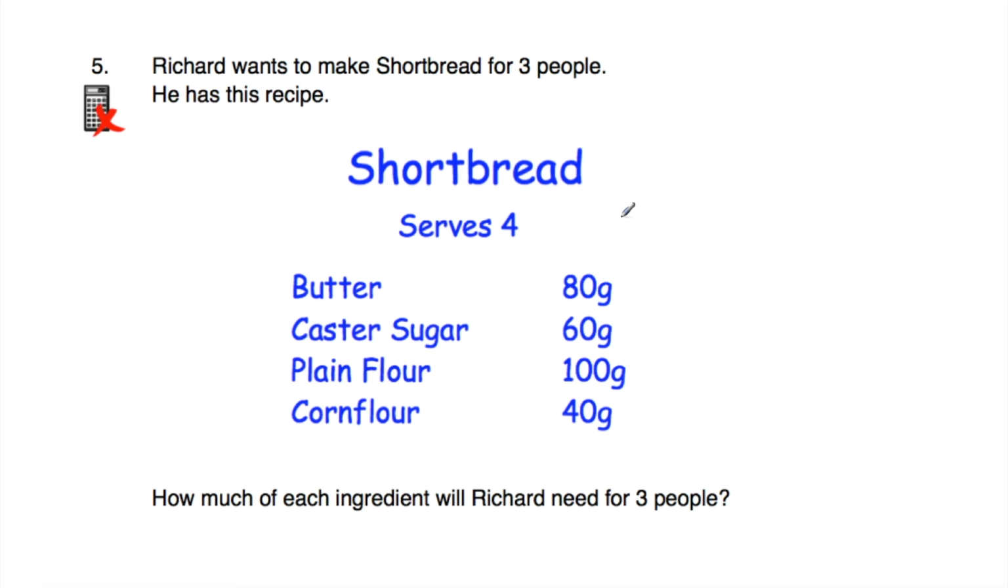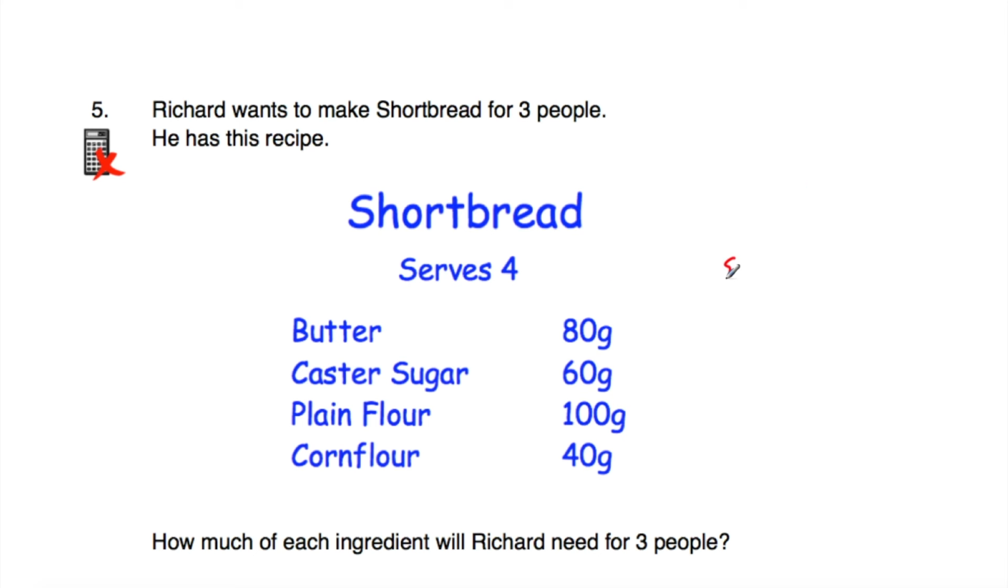But in this question, I'm going to divide them all by 4 to find out how much he needs for 1 person, and then I'm going to times them all by 3 to see how much he needs for 3 people. So let's do that. So serves 1, so let's divide them all by 4 to begin with. 80 divided by 4 will be 20, so that's 20 grams of butter.